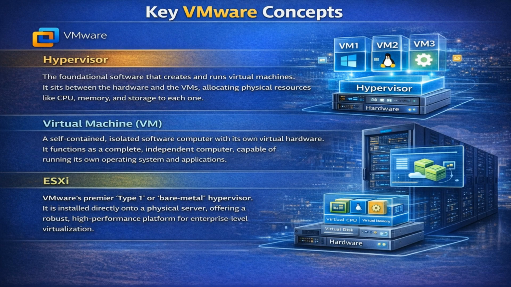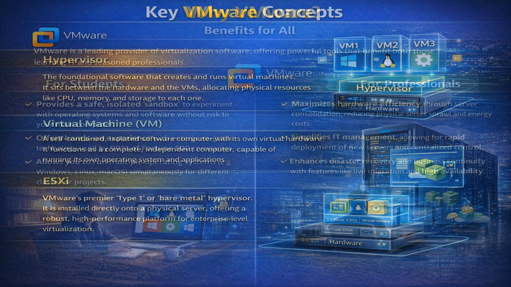Key VMware concepts: Hypervisor, core software that sits between hardware and virtual machines, managing and allocating CPU, memory, and storage. Virtual machine, VM, an isolated software-based computer with its own OS and applications, running like a physical system. ESXi, VMware's Type 1 bare metal hypervisor, installed directly on physical servers, designed for high-performance enterprise virtualization.